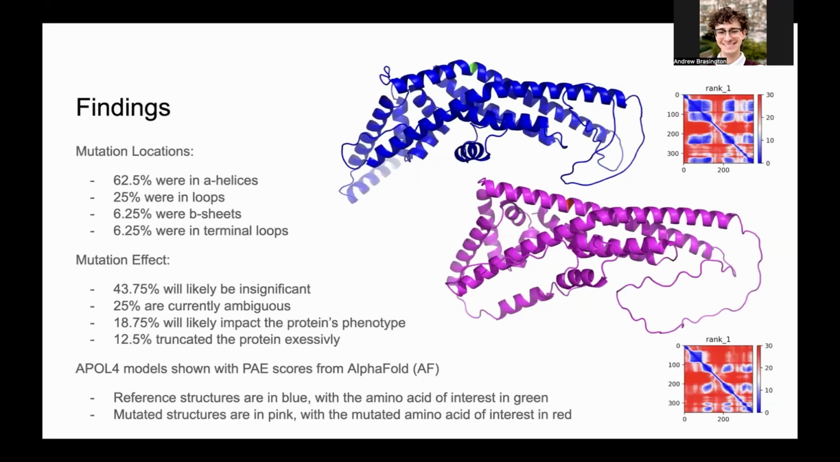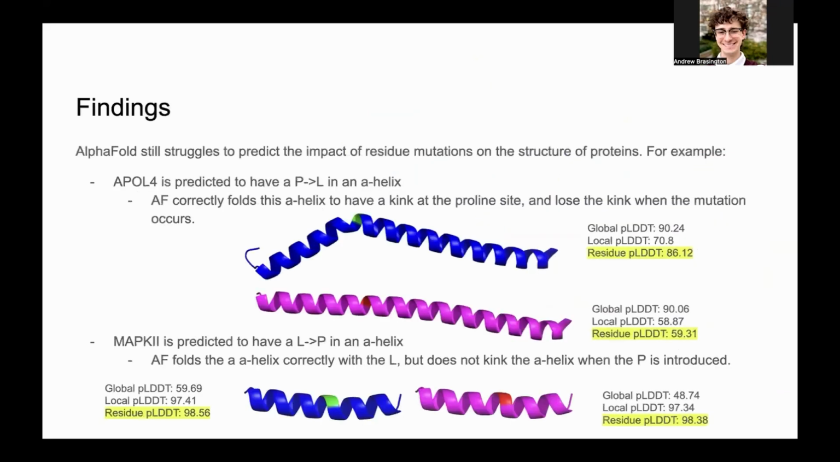Viewing the models for APOL4 here as a representative example, it should be noted that AlphaFold struggled to place protein domains, though typically had a higher confidence overall for the reference structure when compared to the mutant. Additionally, AlphaFold struggled to predict the structural impact of varying mutations.